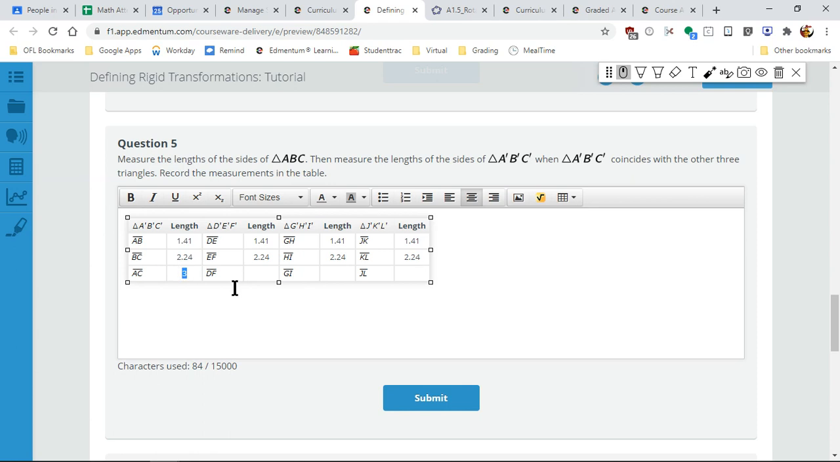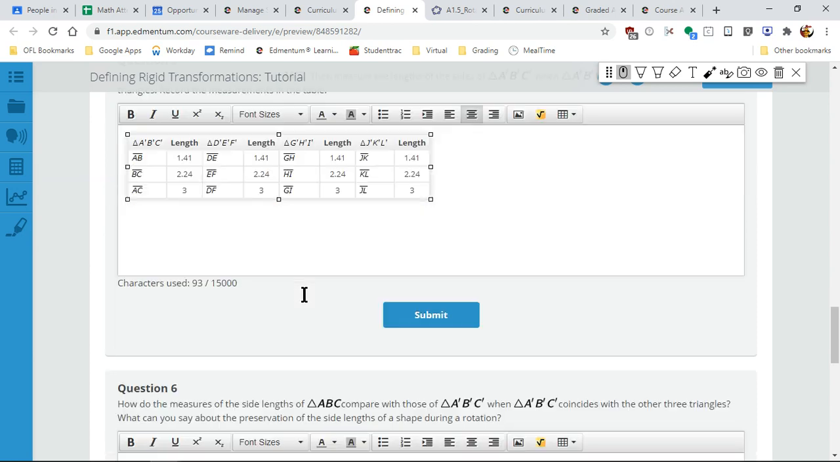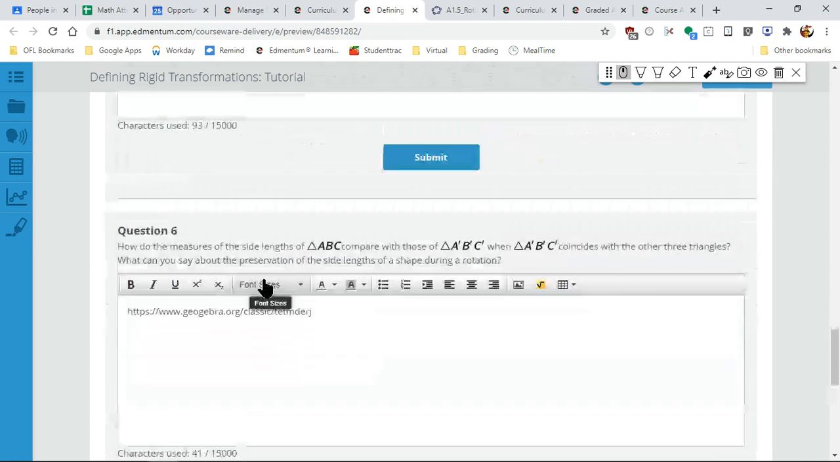Same thing here. Control C, Control V, Control V, Control V. I mean, that one was a 3, so it might have been faster to type it out. What do we know about the measurement? So we're just going to say length of a pre-image is the same when rotated. That's all we're doing.